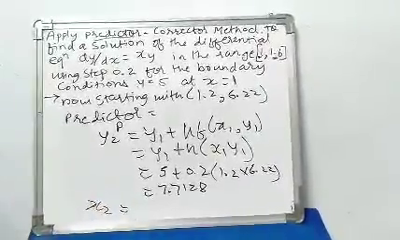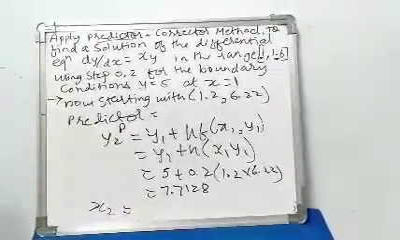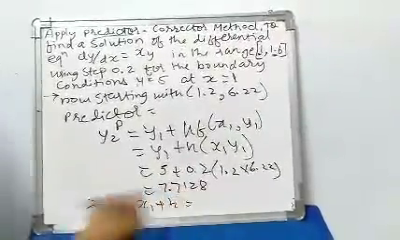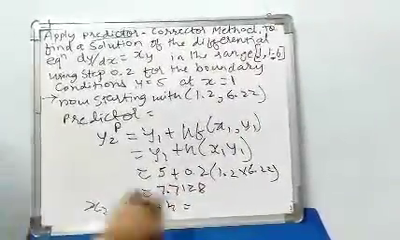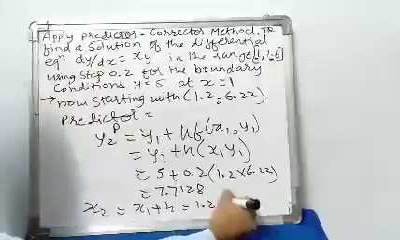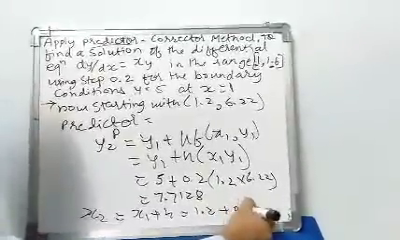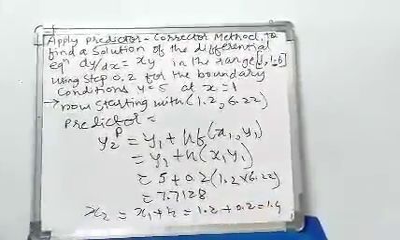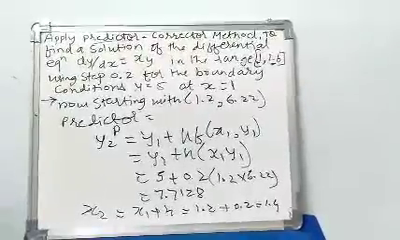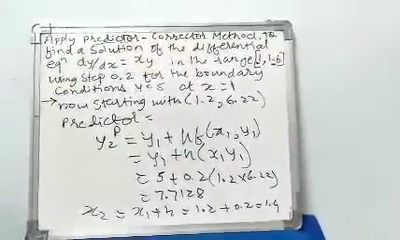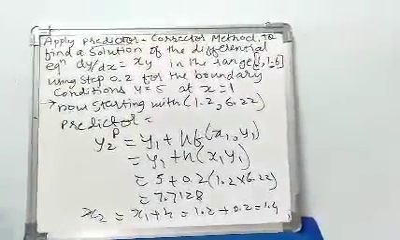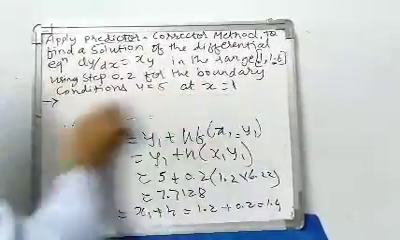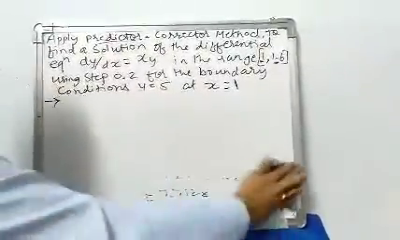Now we need to find x2. x2 is equal to x1 plus h. What is the value of x1? That is 1.2 plus h, that is 0.2, and the value is 1.4. Okay, I'm erasing this now, and we need to start now.